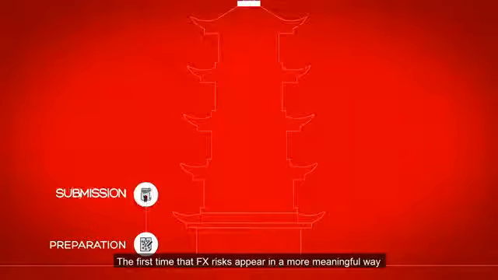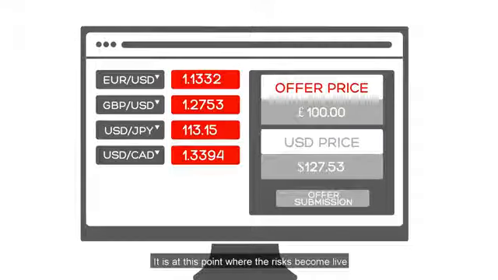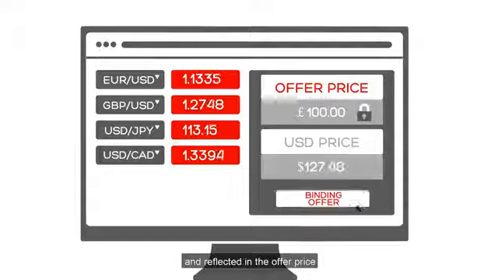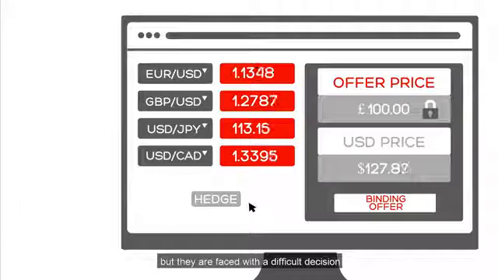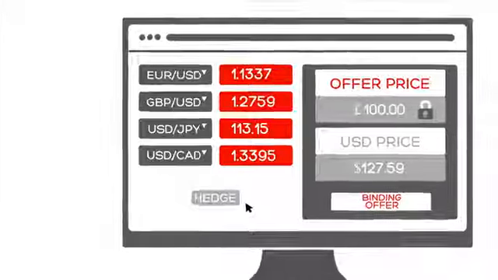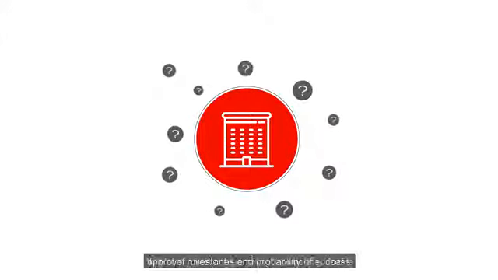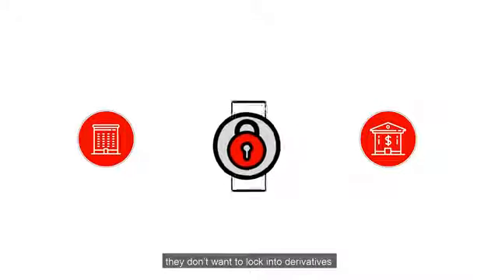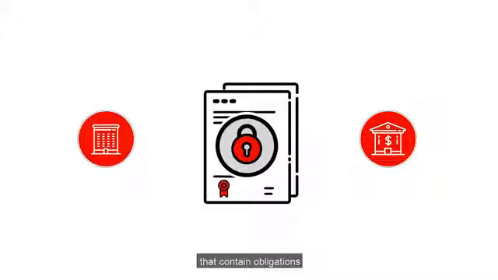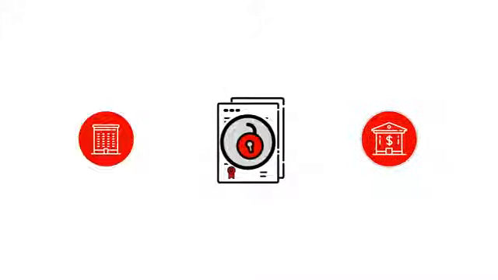The first time that FX risks appear in a more meaningful way is after the initial offer is submitted. It is at this point where the risks become live as the assumptions are locked down and reflected in the offer price. Many companies would like to start hedging, but they are faced with a difficult decision. With a lot of uncertainty remaining around the deal timeline, approval milestones, and probability of success, they don't want to lock into derivatives that contain obligations. However, contracts without these obligations are typically more expensive.